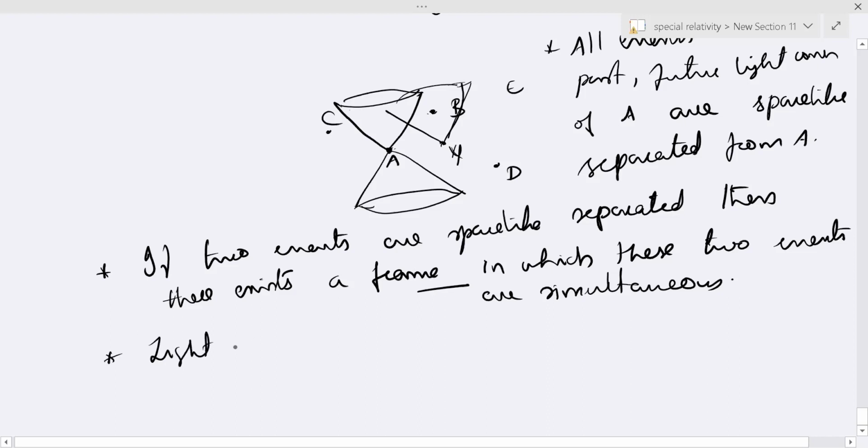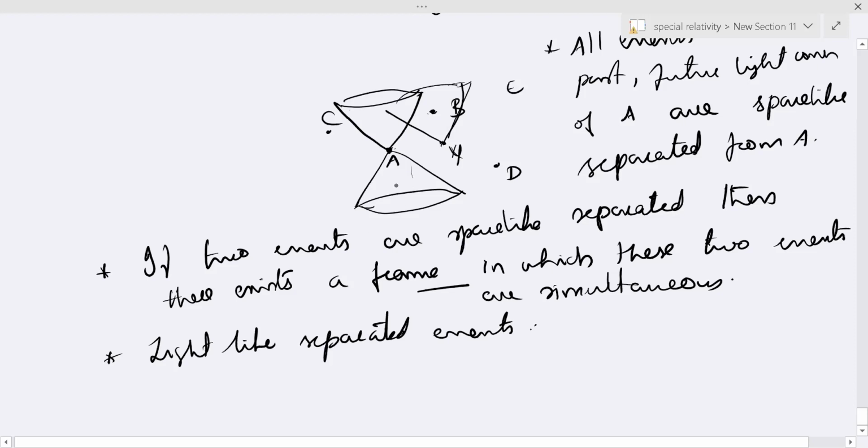Light-like separated events. This just corresponds to the locus of all the points which can be connected by a light beam from the point A. Light beam means light beam in vacuum. So these are the events which are connected to A by light beams which start from point A.